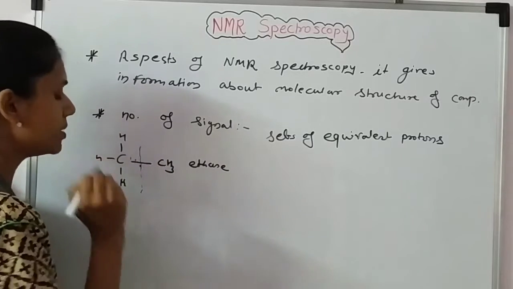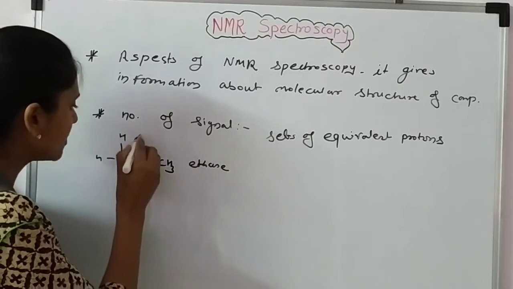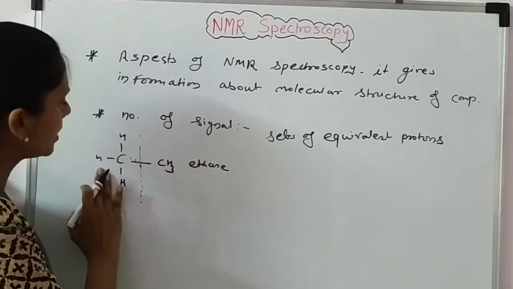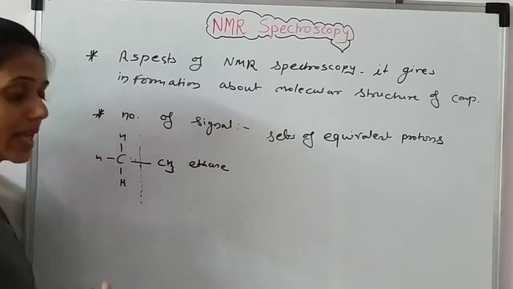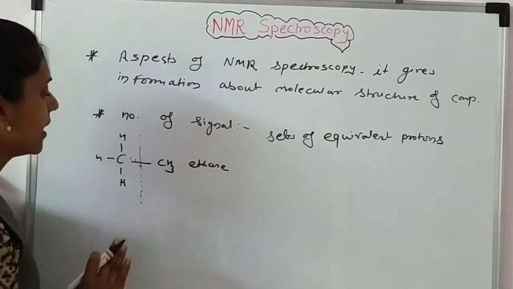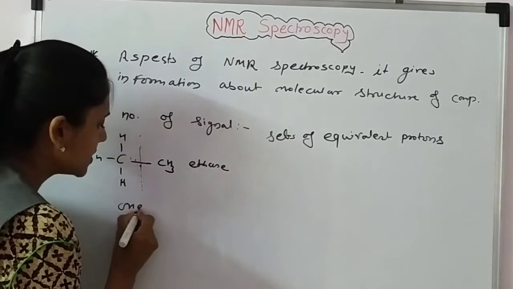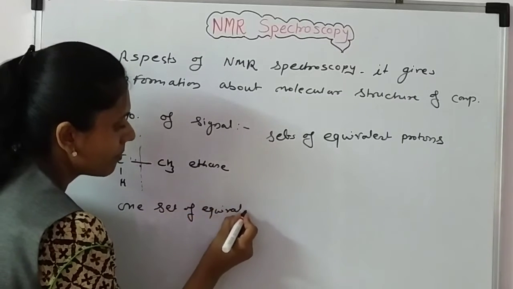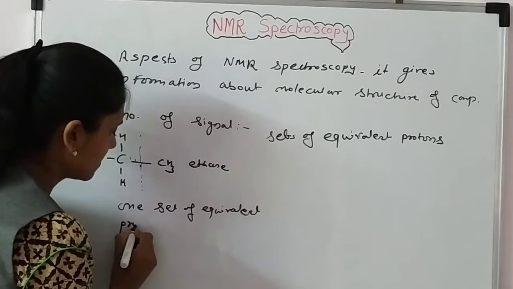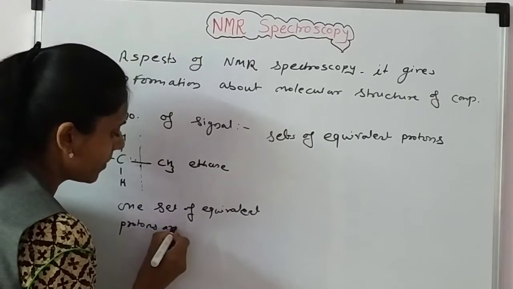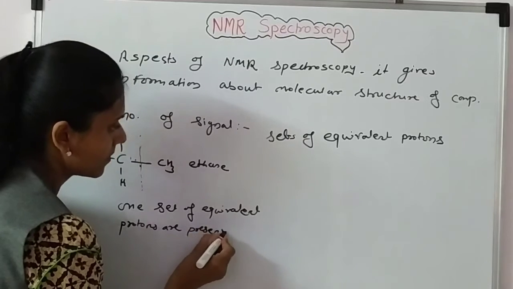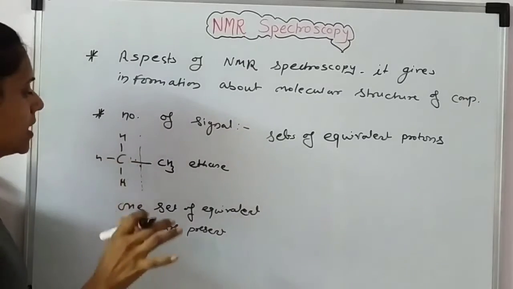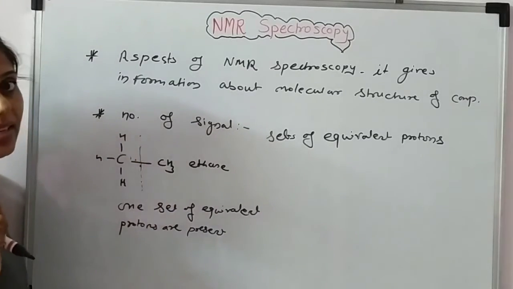When we draw here a symmetry or mirror symmetry axis, then the environment of these 3 protons and these 3 protons are the same. That means we can say that there is one set of equivalent protons present in ethane. That means when we take the NMR spectra, we get only one signal.